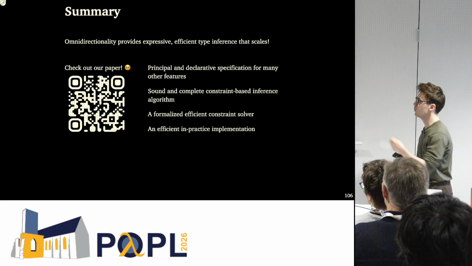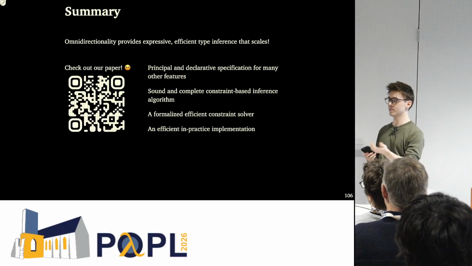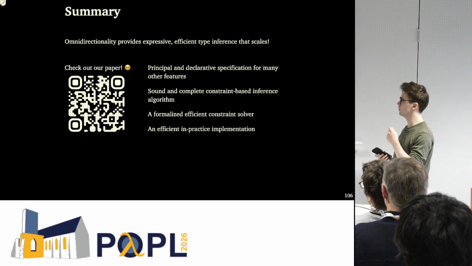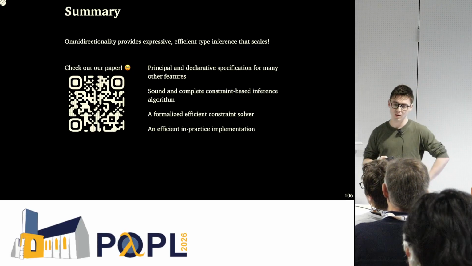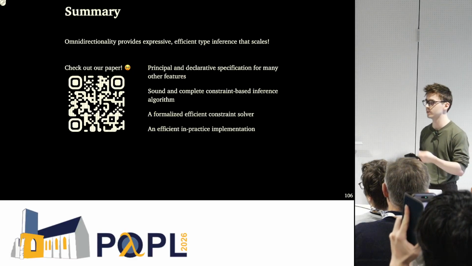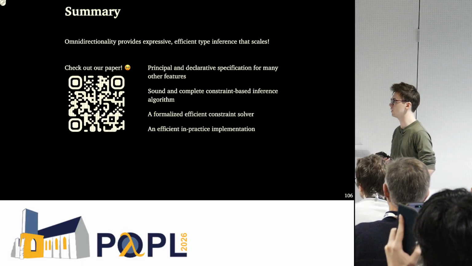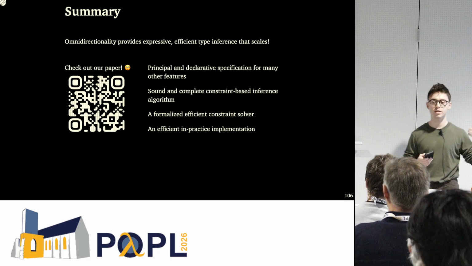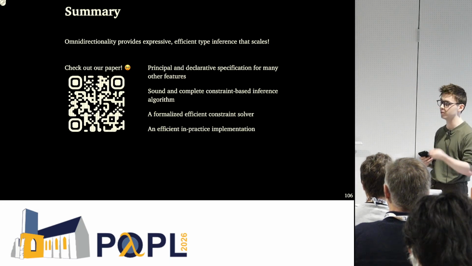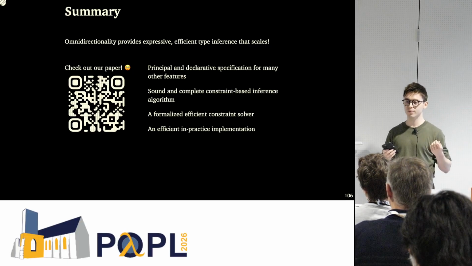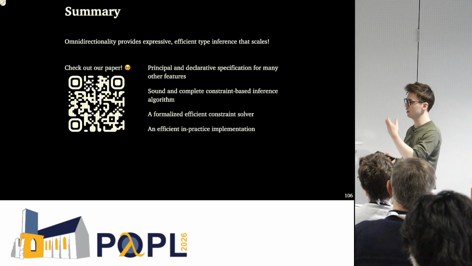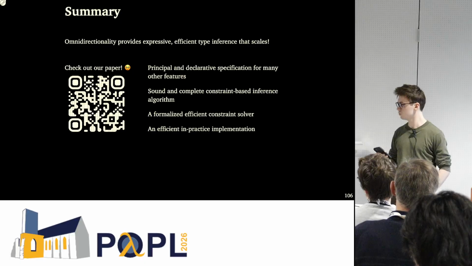You can check out more in our paper. We have both a declarative and principal specification for other features that omnidirectionality can be used for. We provide the details on a sound and complete constraint-based type inference algorithm. We have a formalized, efficient constraint solver as a series of rewrite relations on constraints, and the description of the efficient in-practice implementation that I've discussed in this talk.